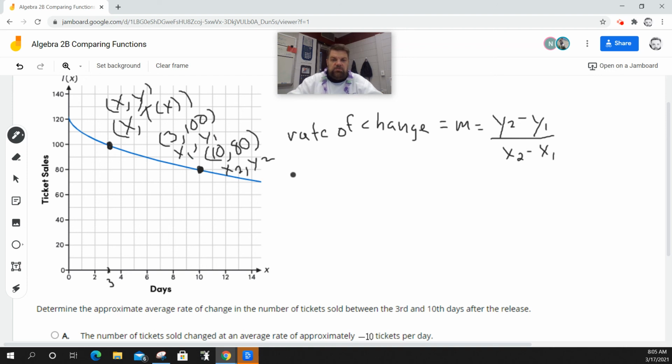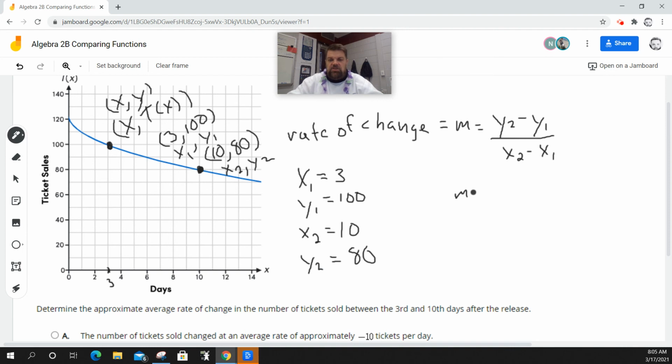I like to write this out because then I'm less likely to make a mistake. So I'll say x sub 1 equals 3. I'll say y sub 1 equals 100. I'll say x sub 2 equals 10. And y sub 2 equals 80. Okay. And I'm going to double check.